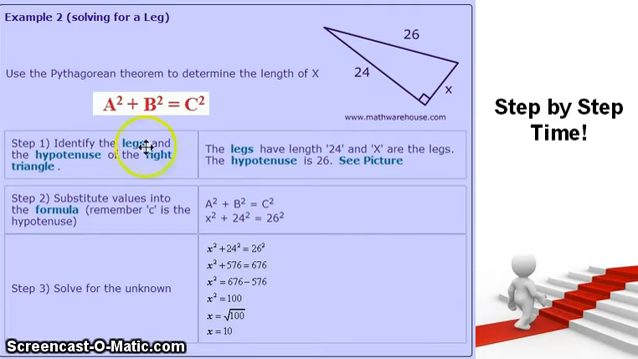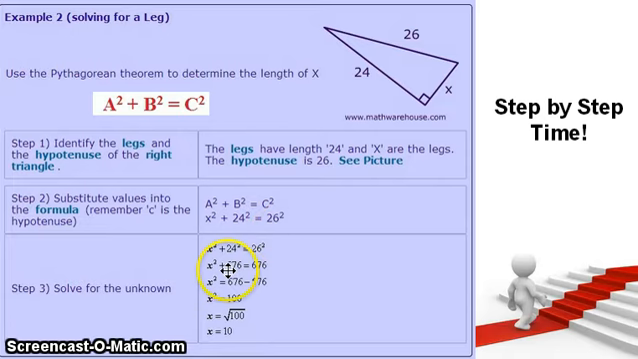A squared plus b squared equals c squared. In this case, they want you to find the value of what? A leg. We got the hypotenuse, we got one leg, but we ain't got no other leg, okay? So we know one leg is 24, we know the hypotenuse is 26. We need to solve for that missing value, the other leg. So let's pop them into the formula. 24 squared plus x squared equals 26 squared.